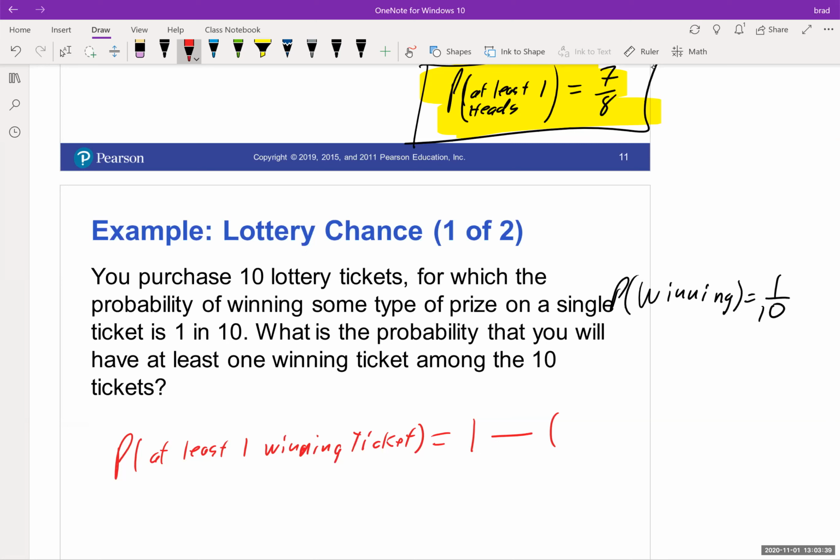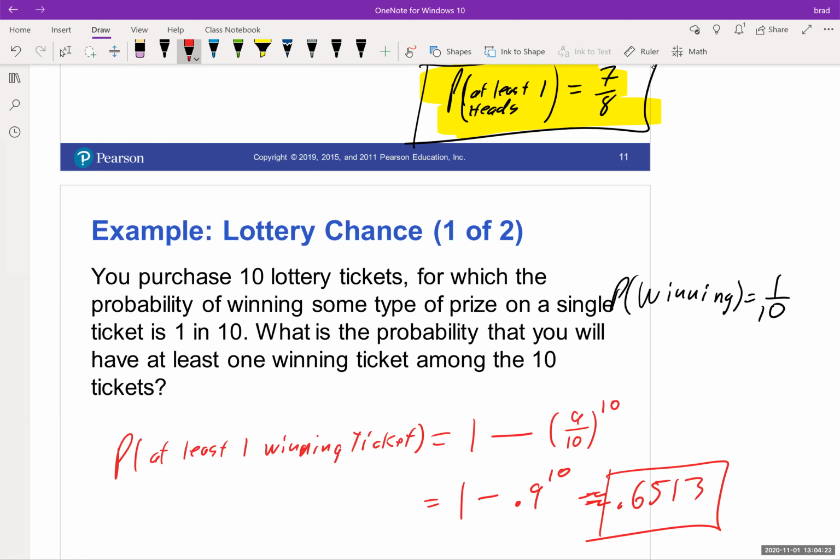Well, if a winning ticket is 1 out of 10, what's a losing ticket? Wouldn't it be 9 out of 10? And then how many losing tickets would we have to get in order to get no winning tickets? Well, that would be 10, right? 10 out of 10, all losing tickets. Now, another way you can do it on your calculator, 9 over 10 is just 0.9, so you can do 0.9 to the 10th. Let's do 1 minus 0.9 to the 10th on our calculator. And I get 0.6513. I use 3 decimal places. Okay. And that's it. That's all there is to it.